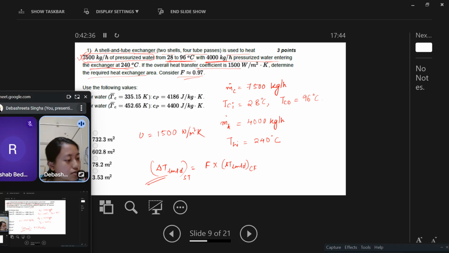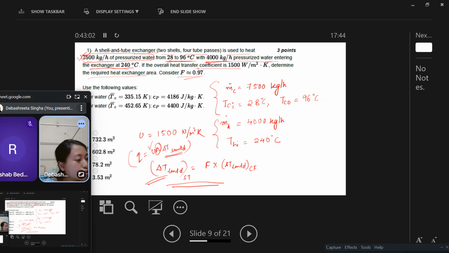So directly we can calculate this. Now how do we get A? Q is equal to UA delta T LMTD, right? But this is for shell and tube. We already know U, we have to calculate this delta T LMTD from here, and Q you can calculate from here, either here or here. So Q is also equal to mCp delta T for cold, that is also equal to mCp delta T for hot fluid. Since the hot fluid outlet temperature is not given, you can calculate from the cold fluid also. It is the same thing.